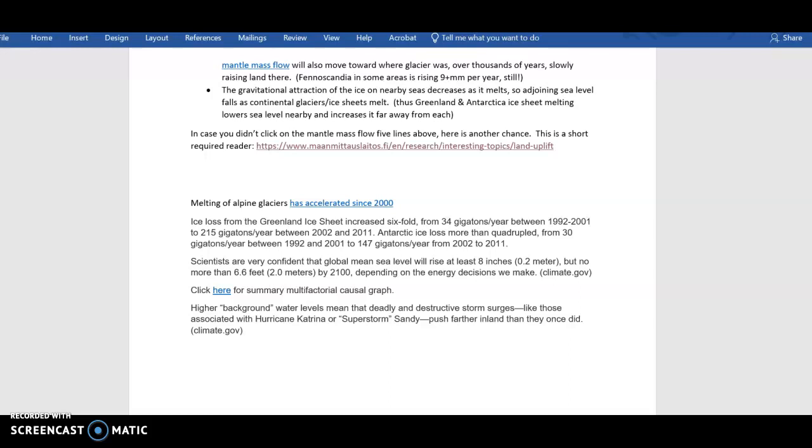So continuing on with the whole question of whether the seas will rise or sink around a given area after glaciation, we mentioned that in some areas you can actually see rising land after deglaciation, and that's because of a phenomenon known as mantle mass flow. And in fact, in areas around Finland, Scandinavia, some areas are rising at 9+ millimeters a year. Very, very fast. That's about a third of an inch or a little more a year. So it's a really fast rise.